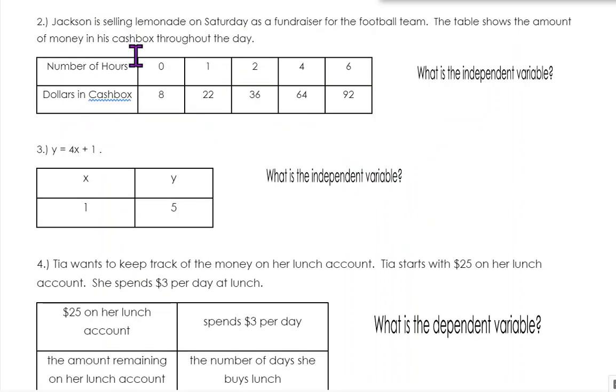All right, let's see. Number 2, Jackson is selling lemonade on Saturday as a fundraiser for the football team. The table shows the amount of money in his cash box throughout the day. All right, so it says number of hours, 0, 1, 2, 4, 6, and dollars in his cash box, 8, 22, 36, 64, 92. What is the independent variable? Well, the independent variable would be the number of hours. Because if he's sitting there selling it, the longer he's there selling that lemonade, the more money he should make, right? So that means that the dollars that he earns for this fundraiser depends on the number of hours that he sells the lemonade. Okay? All right, so the independent variable would be the number of hours.